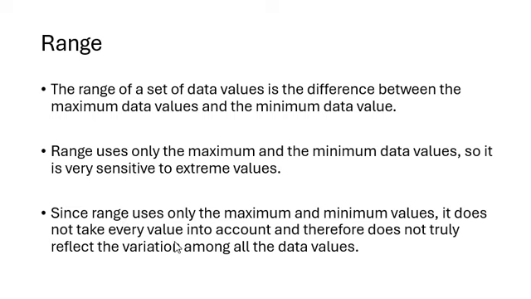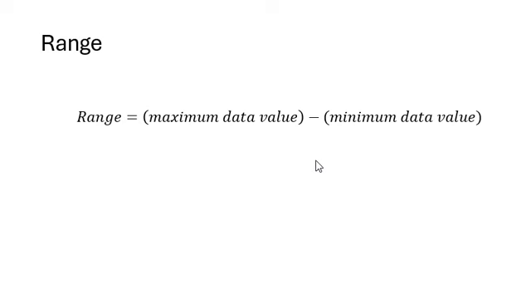So range uses only the maximum and minimum value. It doesn't take every value into account, and that's very important. Therefore it doesn't truly reflect the variation among all the data values. Range depends only on the max and the min, and we can put it into a mathematical expression: range is equal to the maximum data value minus the minimum data value.